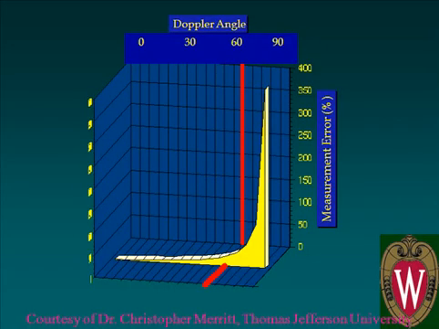Remember that the angle of incidence radically affects the reliability of the measurement. Measurements become much more variable when the Doppler angle exceeds 60 degrees. So all measurements of carotid velocity elevation or velocity should be obtained at 60 degrees angle of incidence or less.